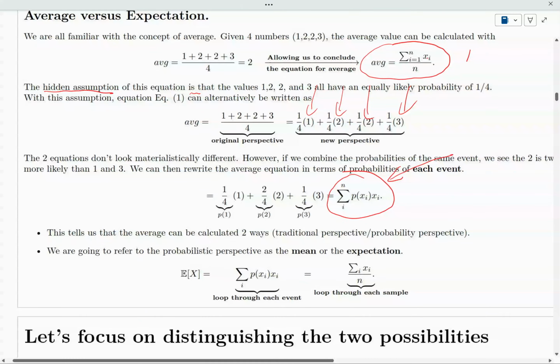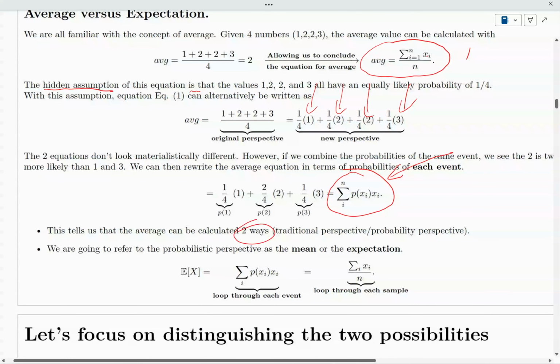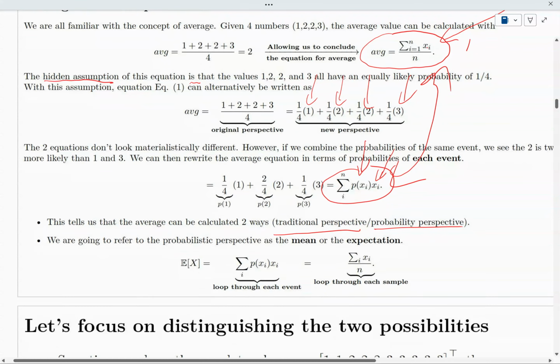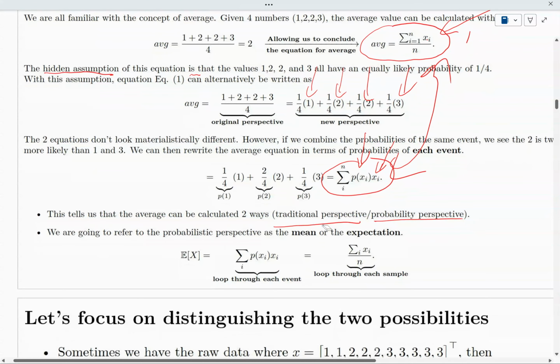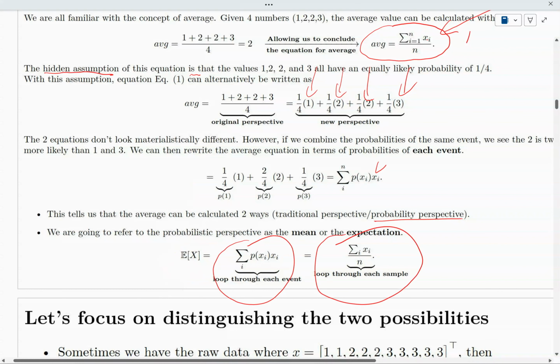So this tells us that we have two ways to essentially calculate the average. The traditional perspective that most of you are probably familiar with, which is this equation, and the probabilistic perspective, where we look at each event and the probability associated with the event, and they calculate the same thing. Okay, so we're going to refer to the probabilistic perspective as the expectation. So when we talk about expectation, average, this notation is what you should pay attention to. And over here, you have the two ways of calculating expectation.